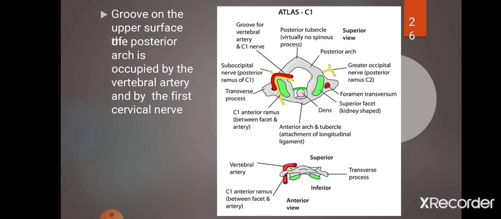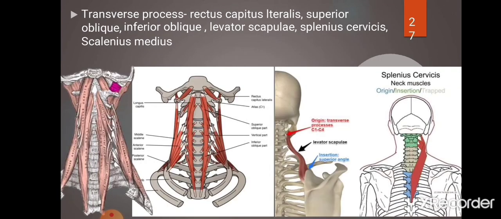Then the groove on the upper surface of the posterior arch is occupied by the vertebral artery, as we can see in the diagram, and by the first cervical nerve. So this groove is formed by the vertebral artery pulsations. Then the transverse process gives attachment to rectus capitis lateralis, superior oblique, inferior oblique, levator scapulae, splenius cervicis, and scalenus medius muscles. So these muscles are attached on the transverse process of the atlas vertebra.